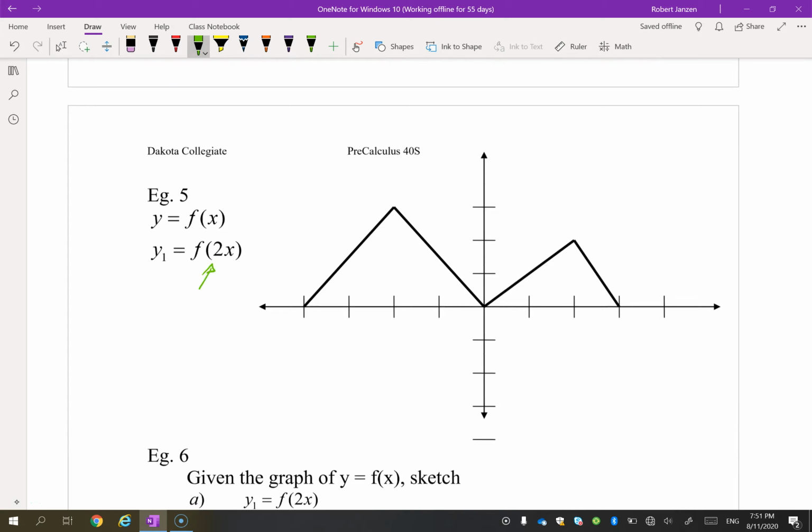Okay, let's look at this one. What's the b value? B is 2. This is a horizontal.